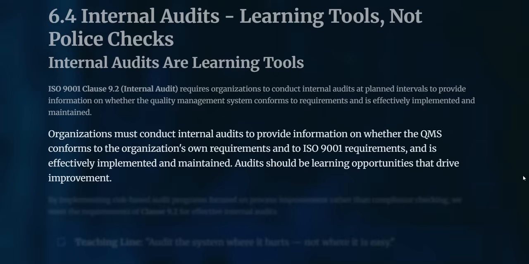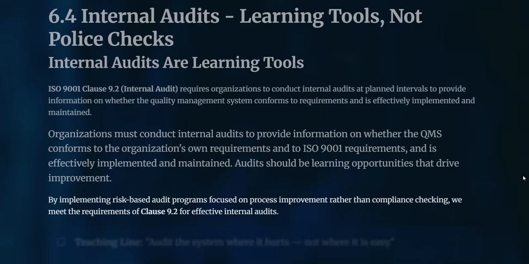Organizations must conduct internal audits to provide information on whether the quality management system conforms to the organization's own requirements and to ISO 9001 requirements, and that it is effectively implemented and maintained. Audits should be learning opportunities, like we say, that drive improvement and not policing checks. By implementing a risk-based audit program focused on process improvement rather than compliance checks, we meet the requirement of clause 9.2 for effective internal audit.